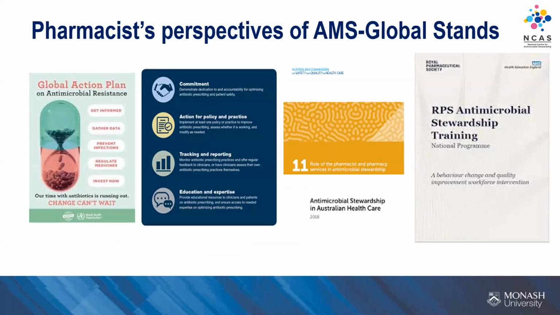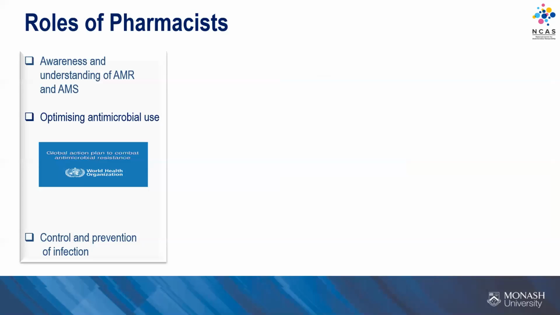So why is pharmacist engagement so important? If we look at the World Health Organization's AMR action plan, pharmacists have enormous scope to contribute under 3 strategic objectives to meet the stewardship definitions and goals. And objective 1 is awareness and understanding of AMR and AMS.